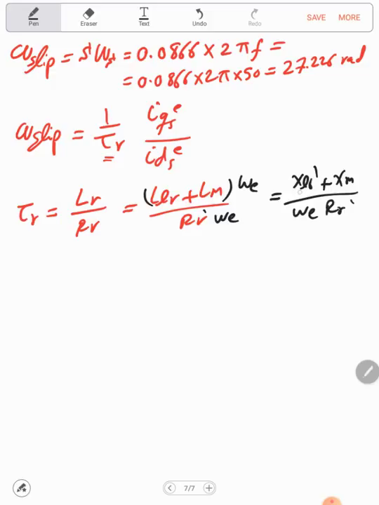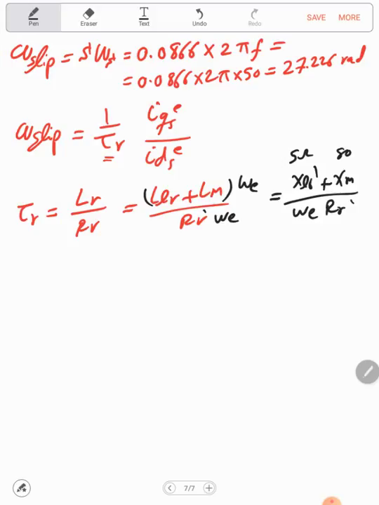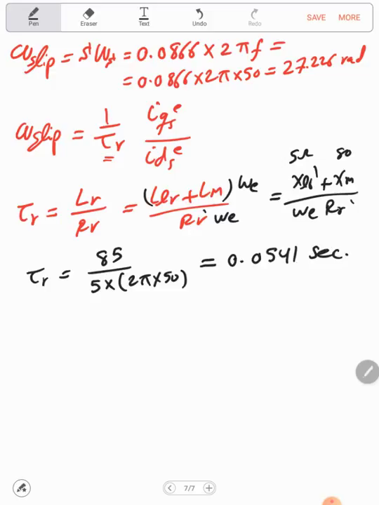So XLR, we have it. This is the 5 ohm, and this is the 80 ohm, and omega E we know it, and RR dash we know it. It is the 5. So tau R will equal 85 over 5 multiplied by 2 pi multiplied by 50, and if we calculate that, this will equal 0.0541 second.